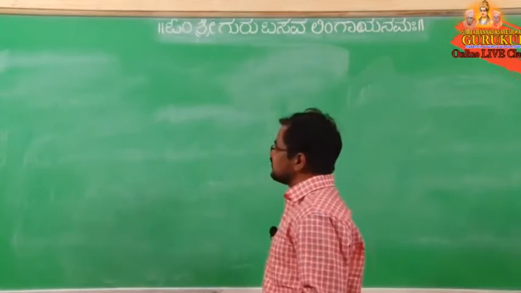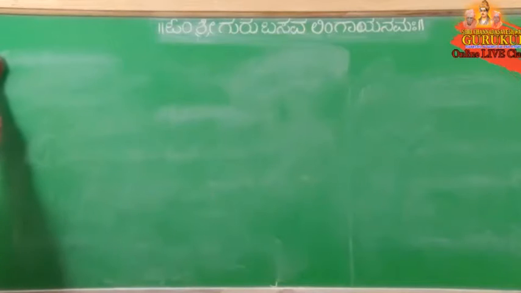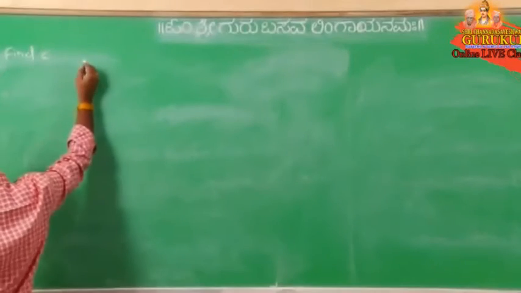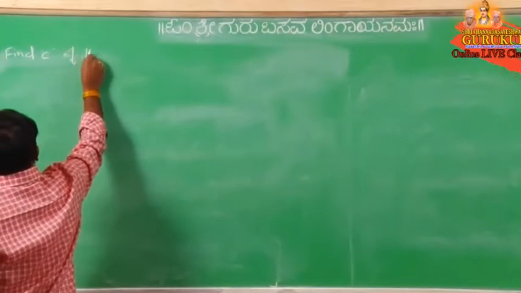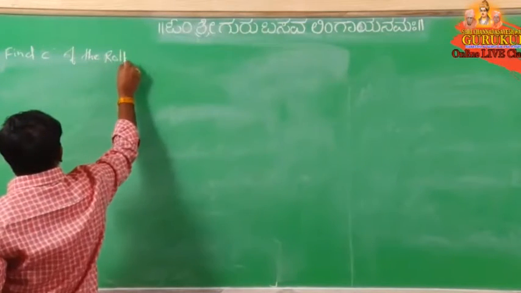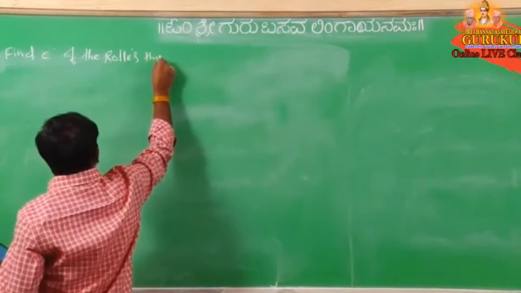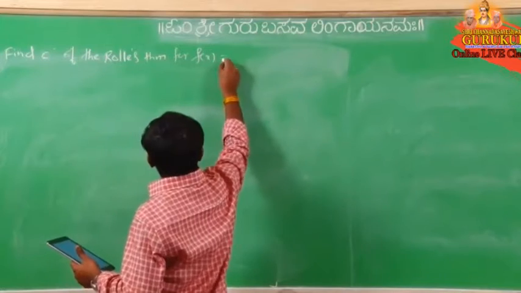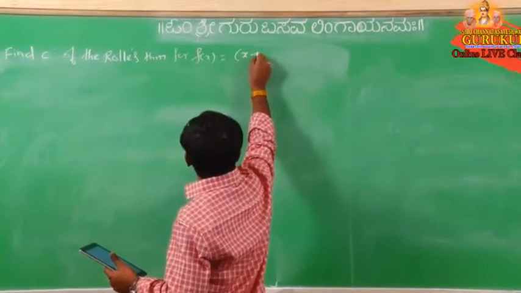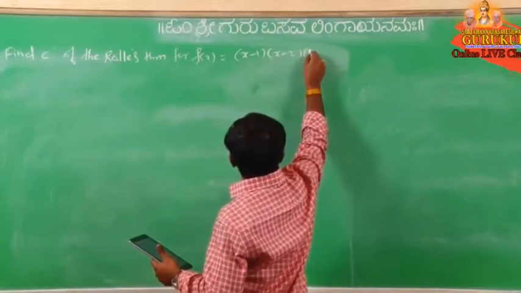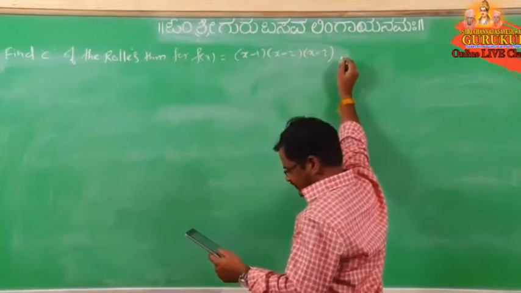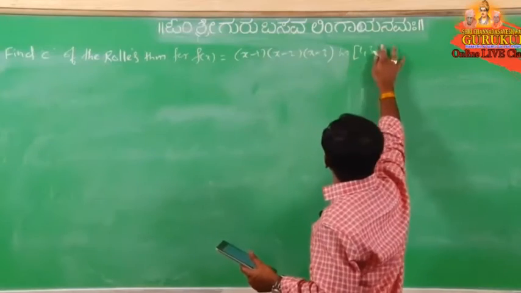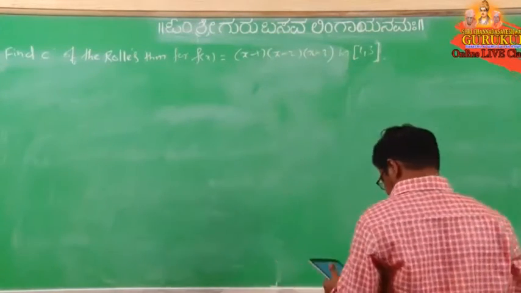Next, one more problem of this type. Second problem: find C of the Rolle's theorem for the function f of x equal to x minus 1, x minus 2, x minus 3 in the interval 1 comma 3, closed interval 1 comma 3.